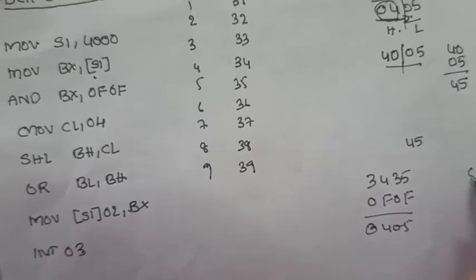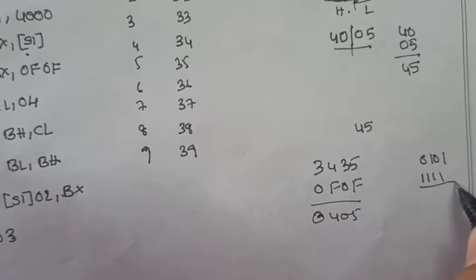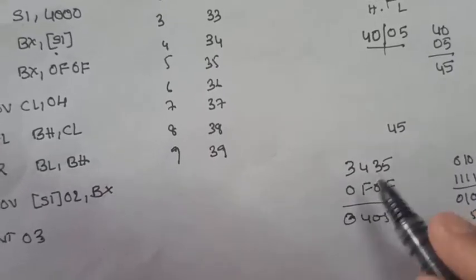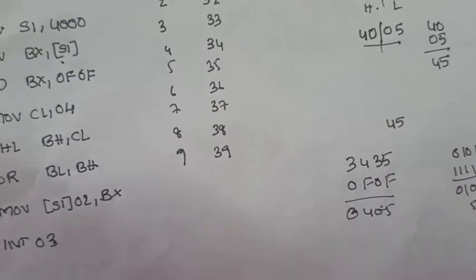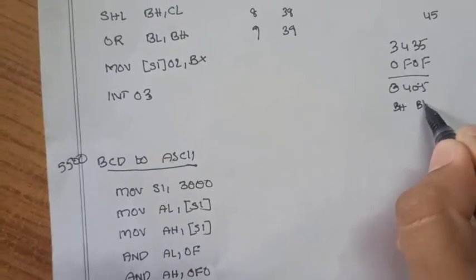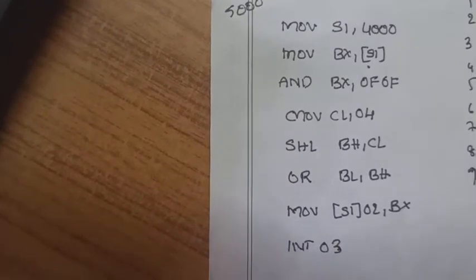So how? See, 0101 with 1111 is F. If you perform the logical AND, you will get 0101, again 5. And for 30 we get 0, for 30 we get 0. So likewise we get 0405. After getting 0405, what am I doing? Now this is BH and this is BL. Now I am taking a count of 4 in the CL register.